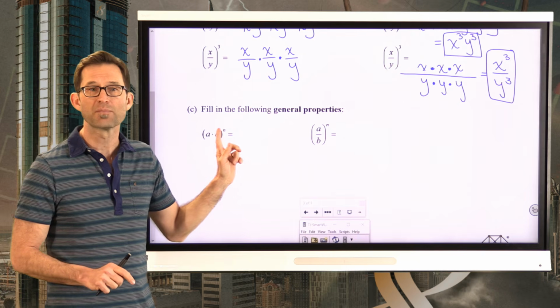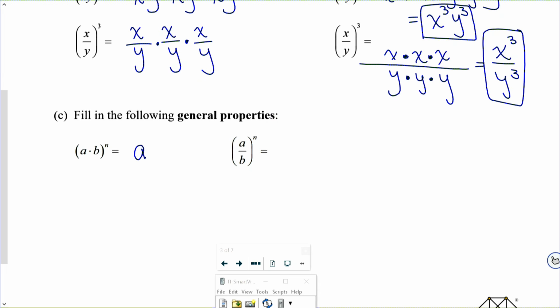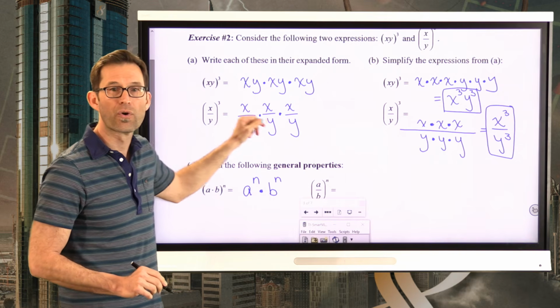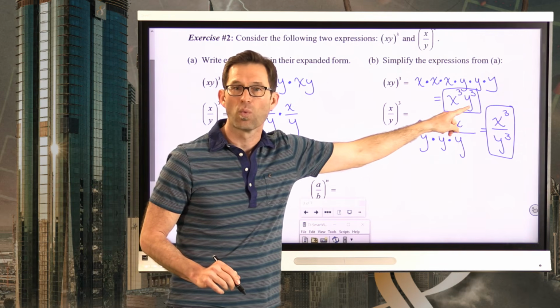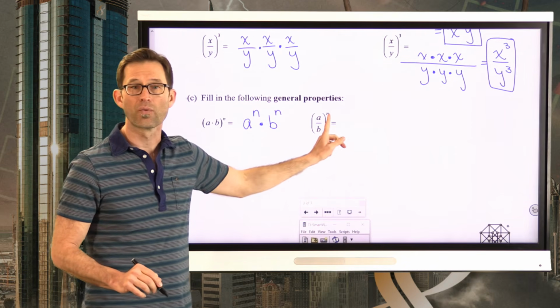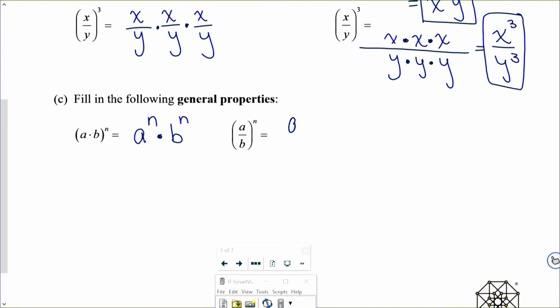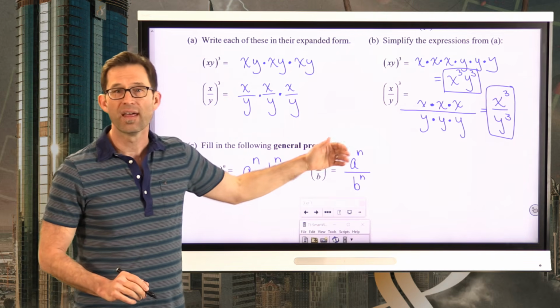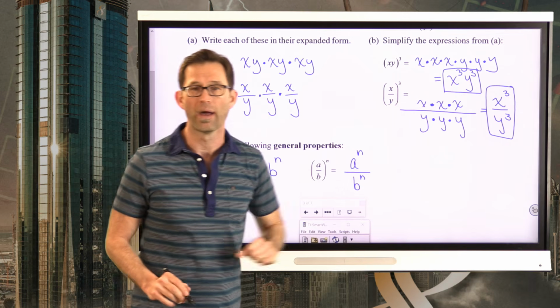But when I have a times b raised to a power, that is simply a raised to the power times b raised to the power, right? That is exactly what we saw here. x times y to the third is simply x to the third times y to the third. And likewise, if I've got a quotient or a division raised to a power, then that is simply the numerator raised to the power divided by the denominator raised to the power. Again, in our one example, we've got x divided by y to the third, and that ends up being x to the third divided by y to the third.